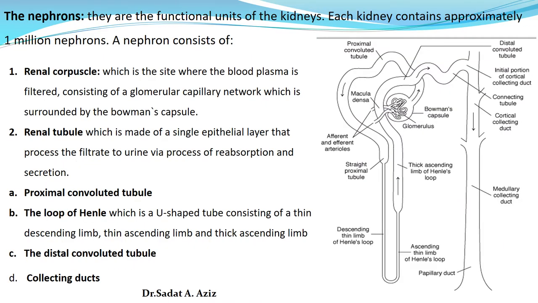Then, let us say the most important unit in the kidney is a structure or structures called the nephrons. So the nephrons are the functional units of the kidneys. Functional units of the kidneys are recognized as the nephrons. Each kidney contains approximately 1 million nephrons.